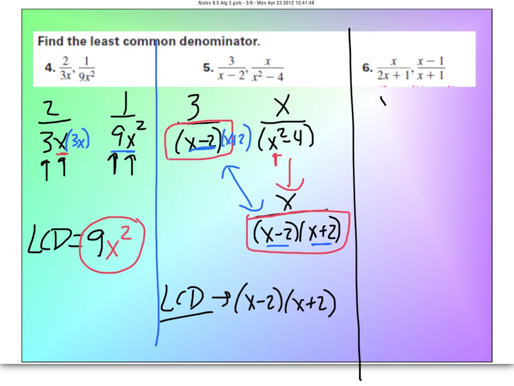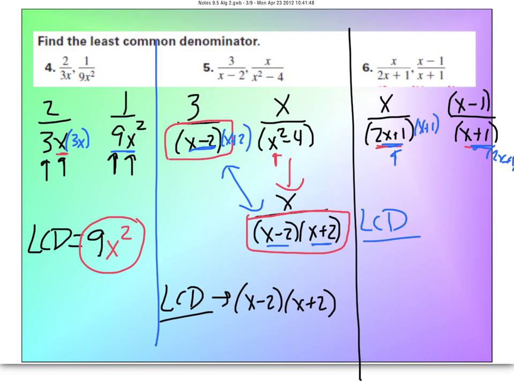The last one here, we have our group of 2x plus 1, and then we have a group over here, top group there and a bottom group here. As of now, that and that are completely different. The only way to make them look identical is to take the 2x plus 1 and give it x plus 1. So I'd multiply this by x plus 1. To the x plus 1, it needs to have 2x plus 1. So I'd multiply this by 2x plus 1. So the least common denominator on this one is a combination of both. It's going to be 2x plus 1 and x plus 1.